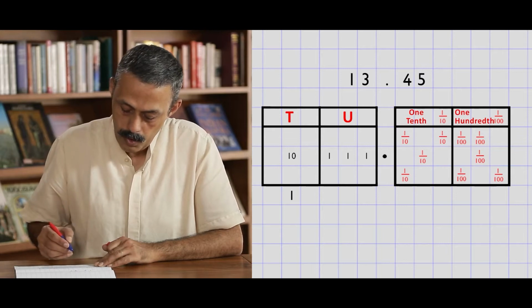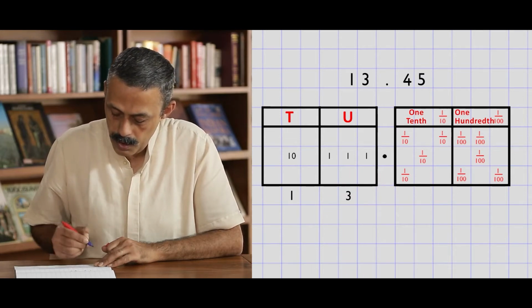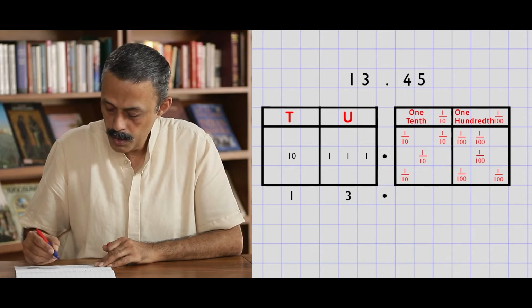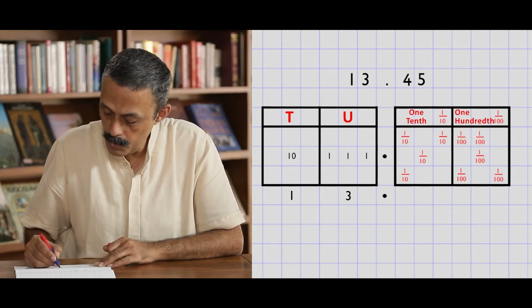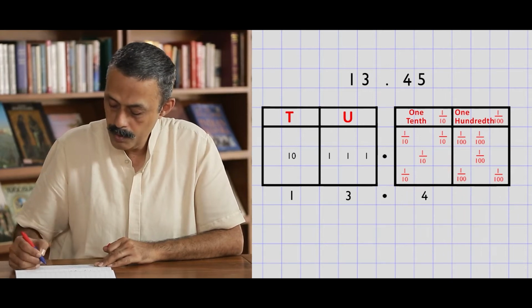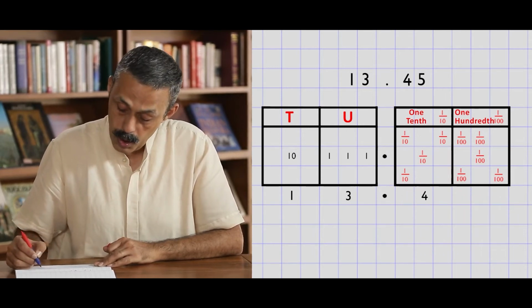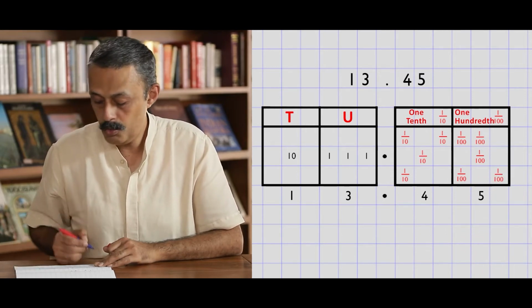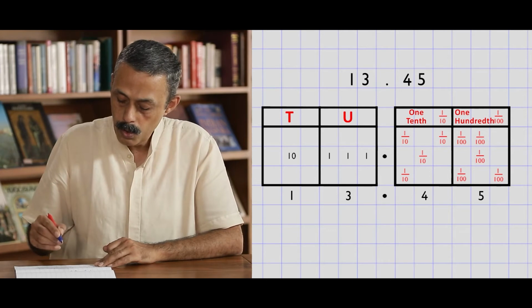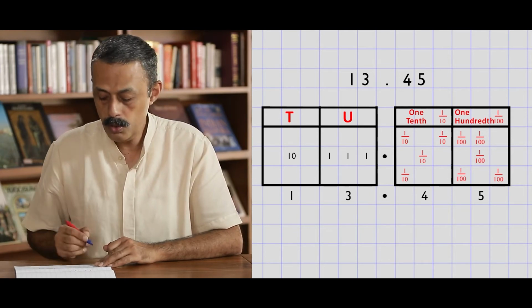So here 1 room of 10 is filled, 3 of units, and how many rooms of 1/10 are full? 4 are full, and 1 of 100, how many are full? 5 are full. So 13.45. So this is how we write it in the representational stage. This is how we write it.